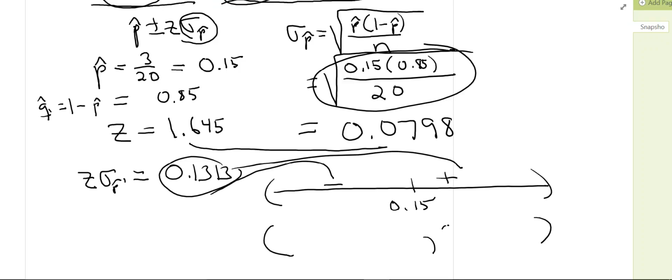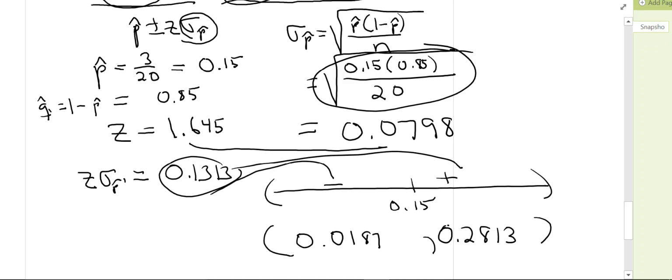When you add this, you're going to get 0.2813. When you subtract it, you're going to get 0.0187. That is my 90% confidence interval for the proportion. I am 90% confident that it's going to be in that particular interval.